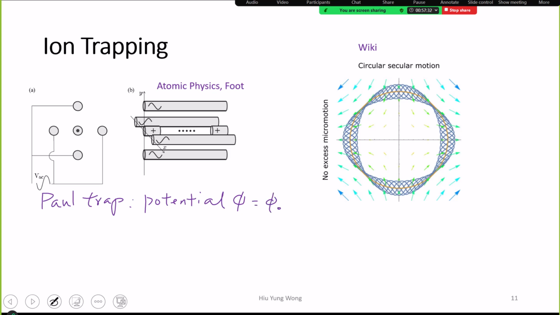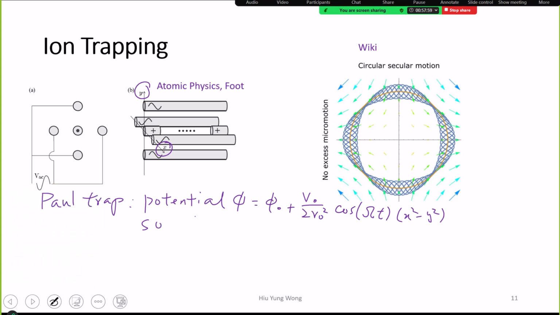Phi 0 plus V0 divided by 2R0 squared cosine omega t times x squared minus y squared. And here is x, and here x and y. So it's just saying how the potential changes, right? But this is not important. We don't need to memorize it. I just let you know you have this.